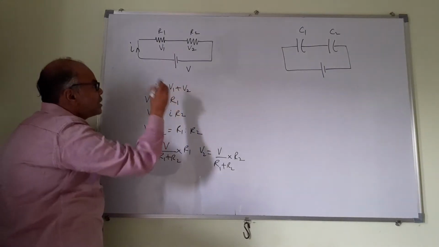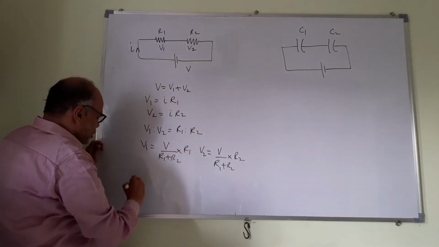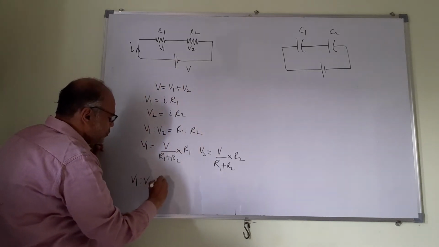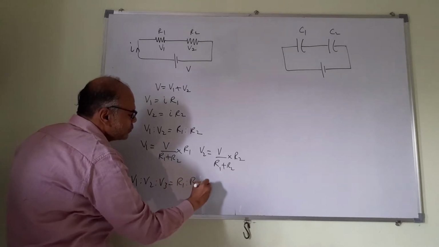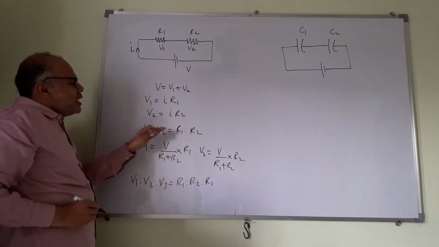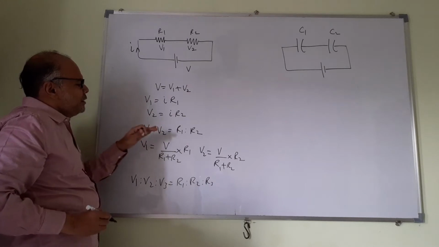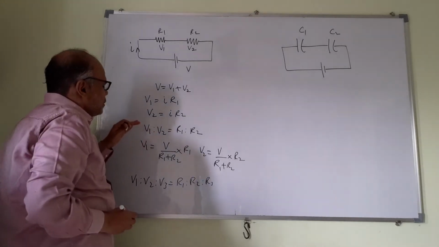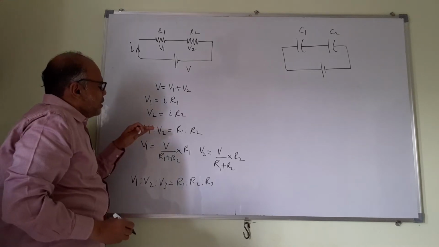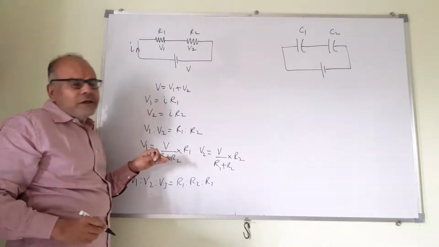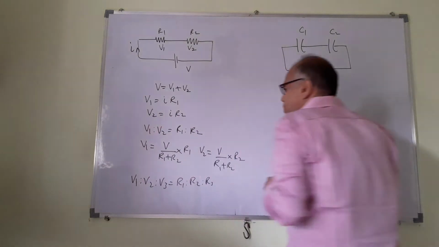Had there been three resistors, V1 is to V2 is to V3 would be R1 is to R2 is to R3. That is, the voltages across the resistances in a series circuit are in the direct ratio of the resistances.